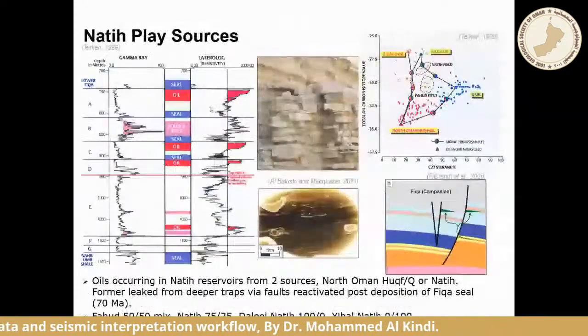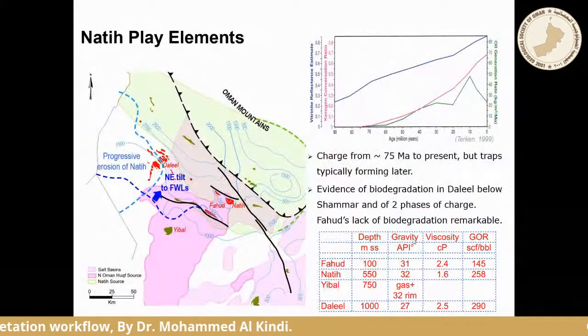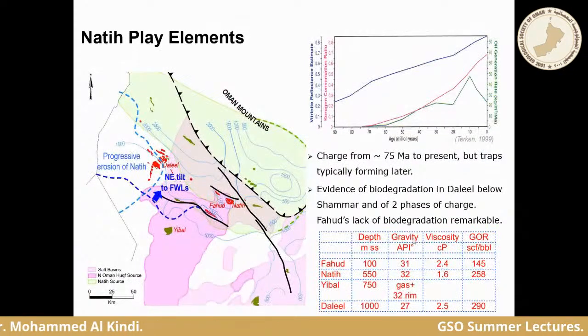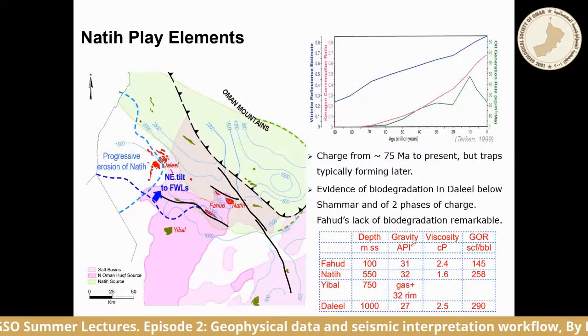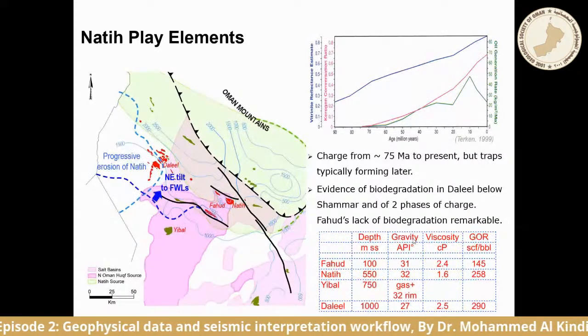I will skip these few slides. We've covered them, and we said something about viscosity. So viscosity is basically a measurement. You can think of it this way: it is a measurement of how easy the oil will pour.